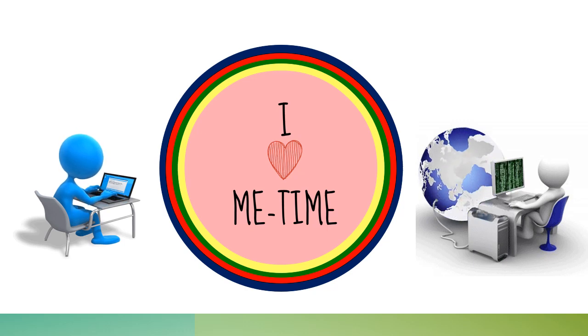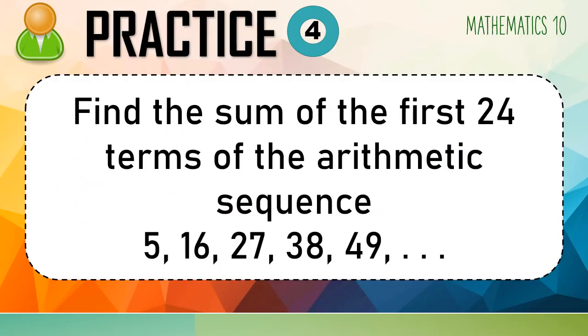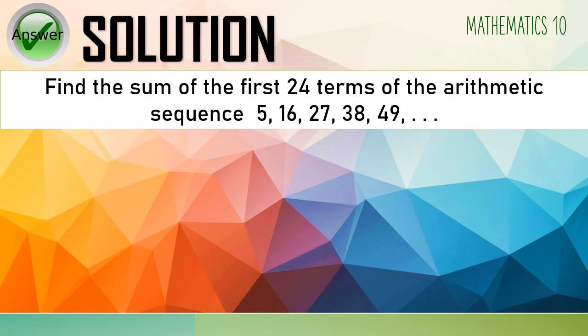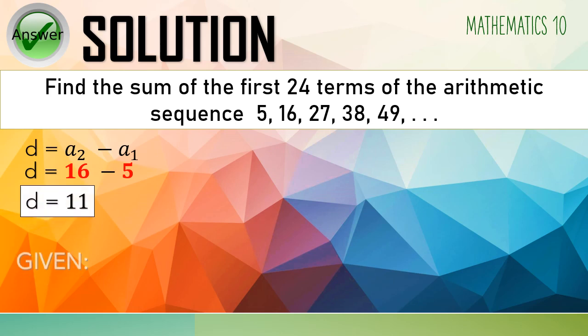Okay, so let us have another problem for this topic. Find the sum of the first 24 terms of the arithmetic sequence: 5, 16, 27, 38, and 49. So here again, I'm gonna use the shorter formula for the arithmetic series. And so I'd like to find out first the value of the 24th term of the sequence. Okay, so I know you are particular already with finding the common difference, and so these are the necessary data for the formula for us to find out the value of the 24th term.